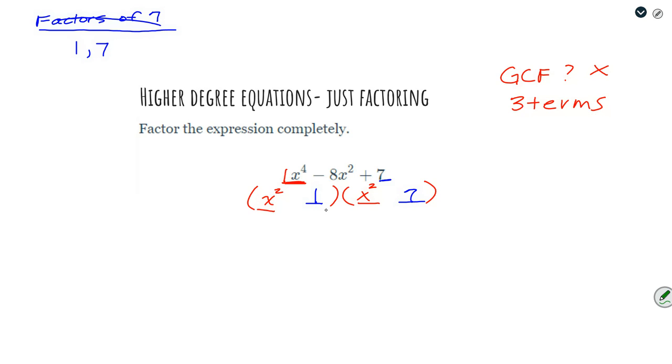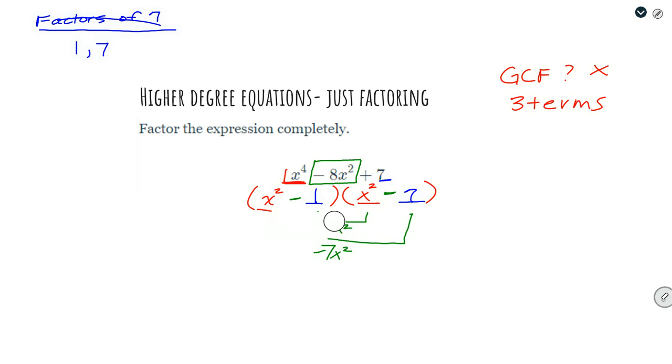Then I will need to check these products, the inner product and the outer product, to see if those will add or subtract to become -8x squared. The product of 1 and x squared is x squared, and the product of x squared and 7 is 7x squared. Now, how do I need to combine x squared and 7x squared to be -8x squared? By making them both negative. -7x squared minus x squared is -8x squared. So I need a minus here, and then I need a minus right there.